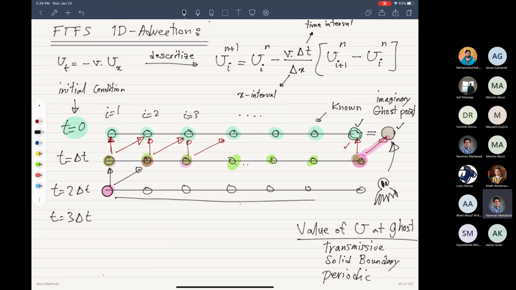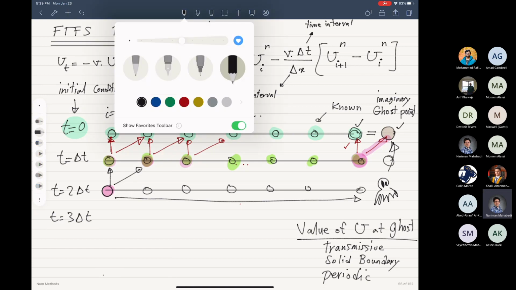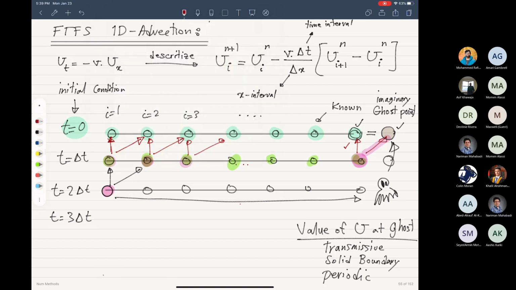And again, you march, and for this point, you need again another ghost point, which is again equal to the value of the previous point in space. So this is how you can really march on the space, right? And on the time, to find the unknown function, or predict or approximate the unknown function, for every point in the space and time. Any question?